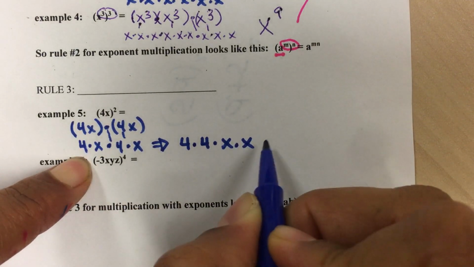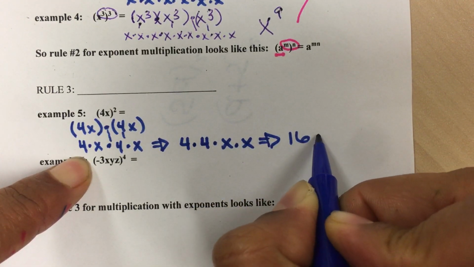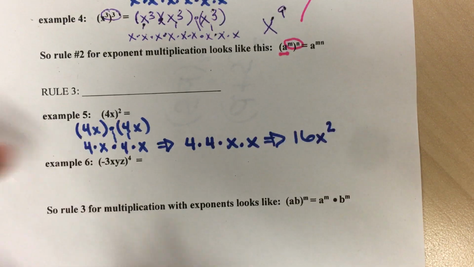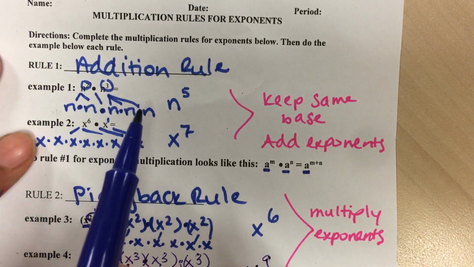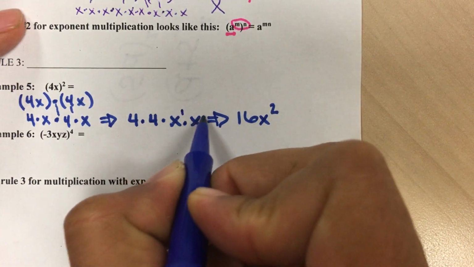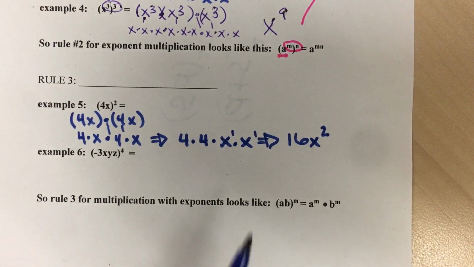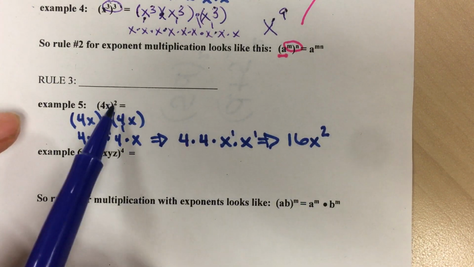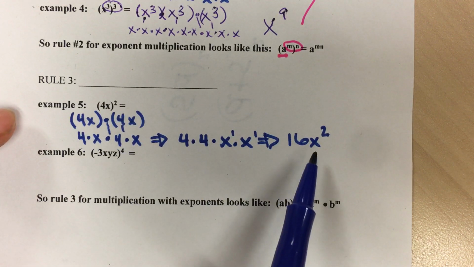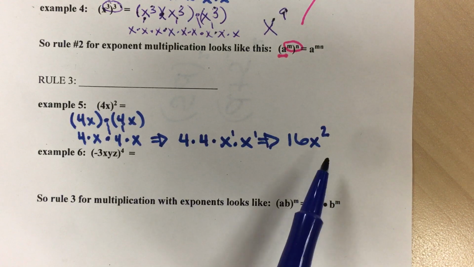So what does 4 times 4 equal? 16. What does x times x equal? X squared. And why do we know that x times x equals x squared? Because of the addition rule. Look at how that works. Because of the addition rule, I know that a 1 and a 1 equal 2. So now, what did we do to get from here to here? I'm not going to expand this one out. It's going to take way too long.